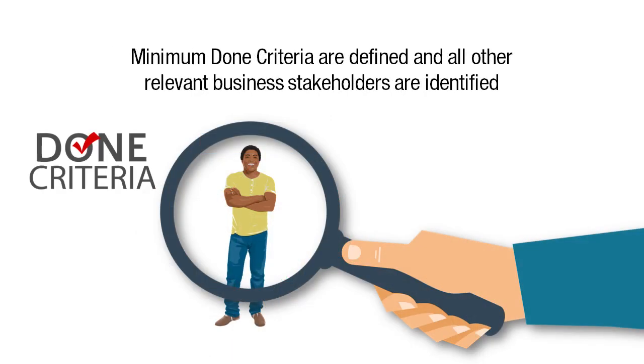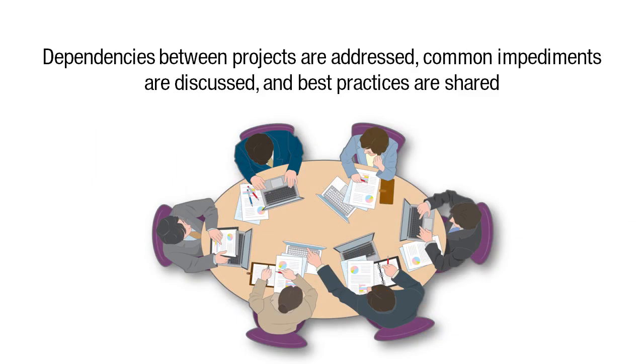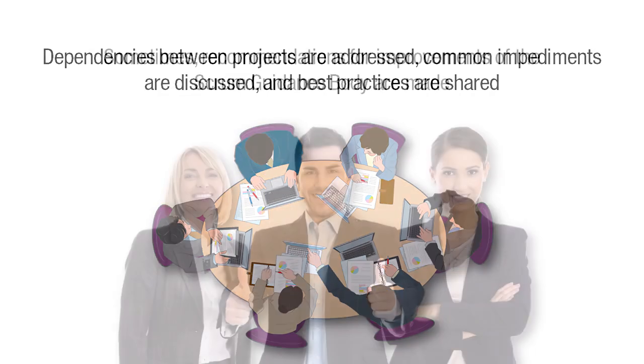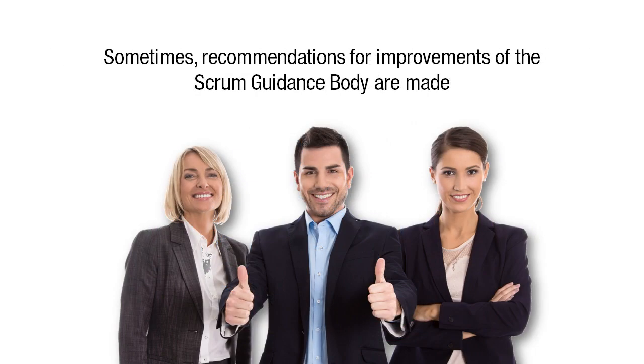The minimum done criteria are defined and all other relevant business stakeholders are identified. Dependencies between projects are addressed, common impediments are discussed, and best practices are shared. Sometimes, recommendations for improvements to the Scrum Guidance Body are made.